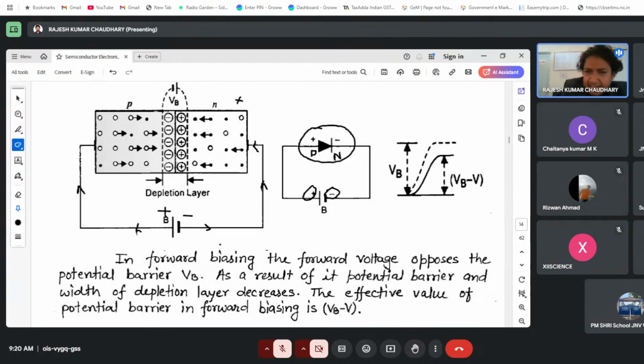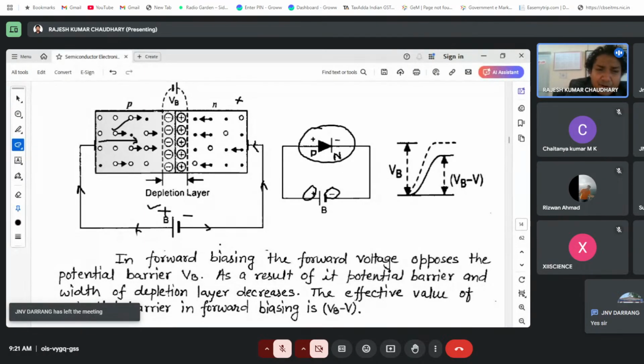Got it? And in that forward bias, one thing will happen. This is positive and your holes are positive. So what will it do? It will push these holes towards the junction. Please try to understand: this is positive, your holes are positive, so positive and positive will repel each other. So in forward bias, holes go towards the junction.